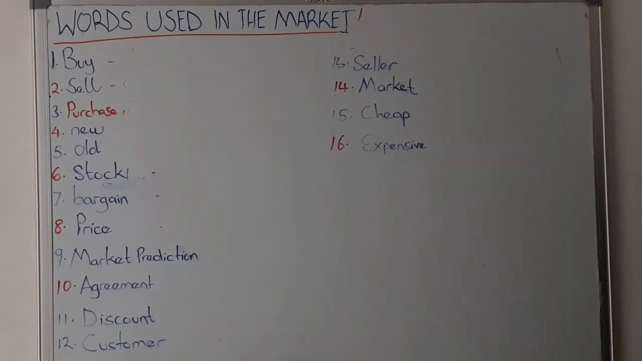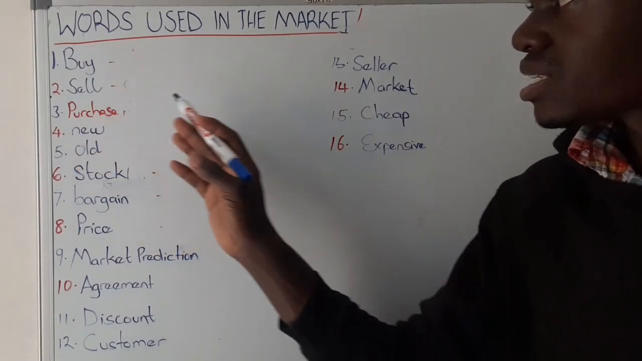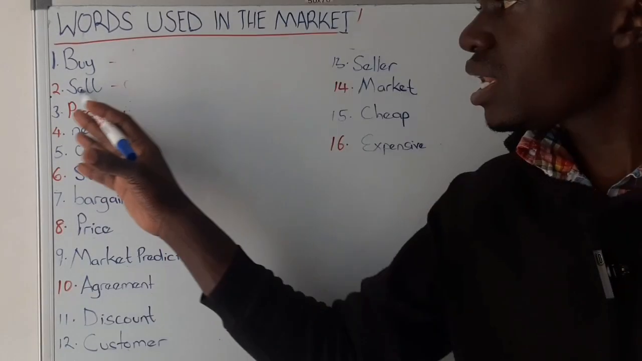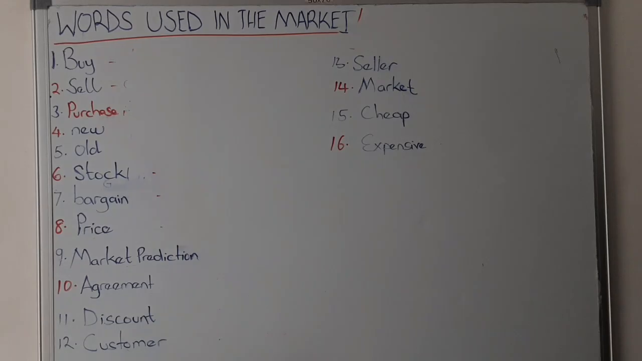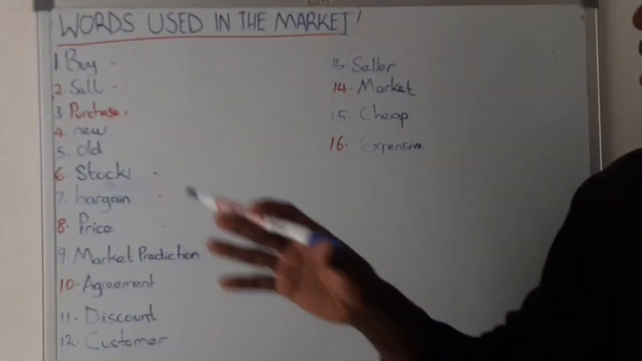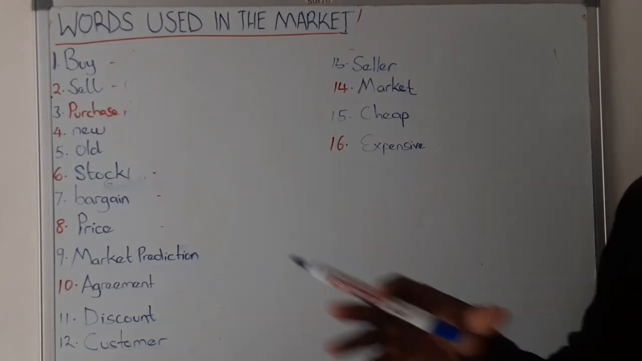Number two, we have sell. Sell. So sell is like someone selling the commodity, he gives it to you and you give him cash. So in other words, he has sold the commodity to you. So we use sell when we are getting something from someone and we have bought it from the seller. Number three, we have purchase.